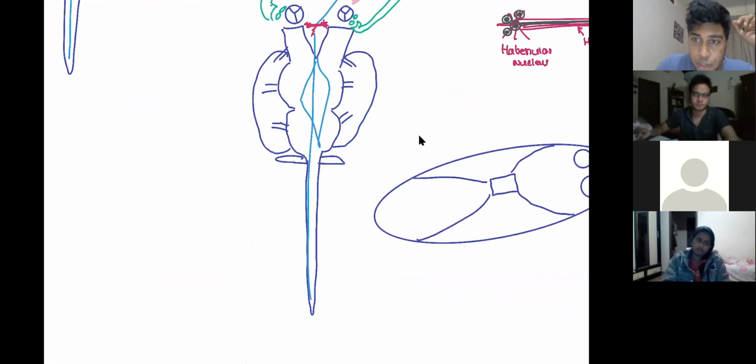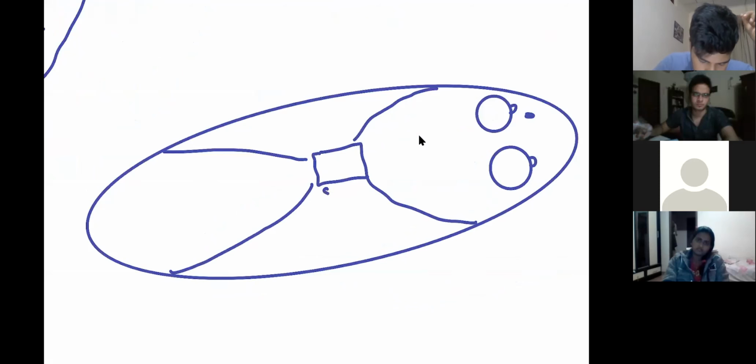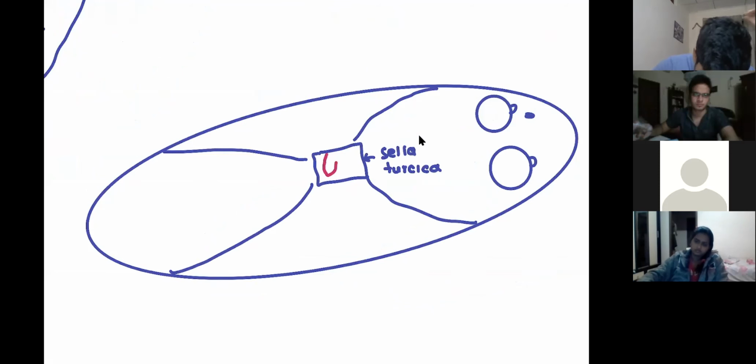This is called the sella turcica. This region is called the sella. Okay, don't label it there. Just label it somewhere, let's say here, sella turcica. And this is where the pituitary actually falls into. On either side of the sella turcica, you have the cavernous sinus.